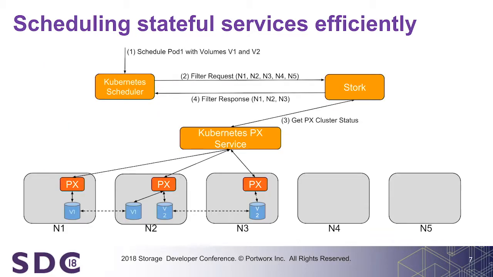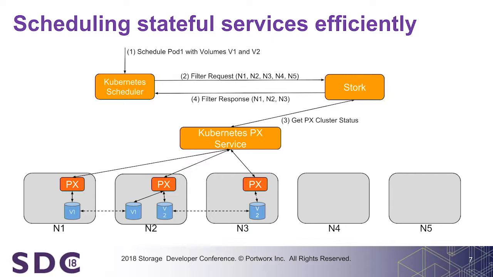So how does this work exactly? The Kubernetes scheduler will get a call to schedule a pod for multiple volumes, say V1 and V2. Since we've configured a scheduler extender, the Kubernetes scheduler will send a filter request to STORK. And STORK will then talk to the storage driver. In this case, we have a 5-node cluster running Kubernetes, but we have a software-defined solution, Portworx, installed only on 3 of the nodes.